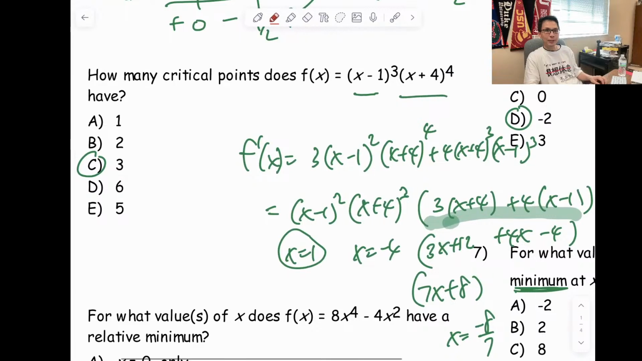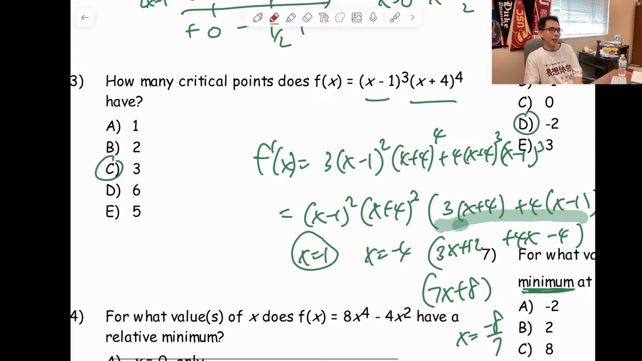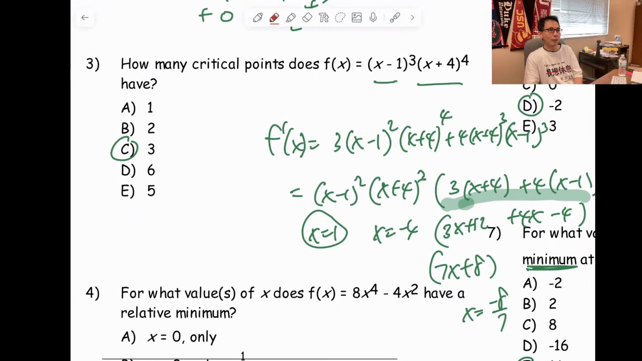Number 3. If you factor out the most negative, in this case x minus 1 to the second, x plus 4 to the third, and factor out completely, then you should get 3x plus 12 and 4x minus 4 at the end. And you should get 7x plus 8. Now remember, some people say, I've got answer 3, I don't need to find the third critical number. Here's the truth: all they gotta do is change one word, and the question's completely changed. So you might as well know how to find the third critical number. Not only that, you should be able to find a maximum or minimum on top of it too. So the answer is C.